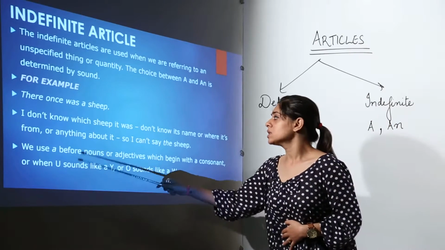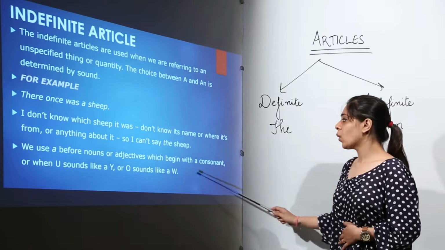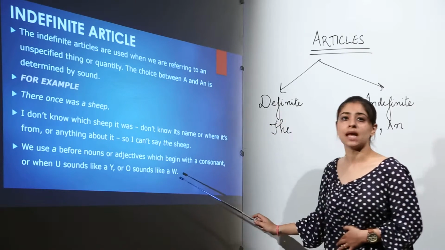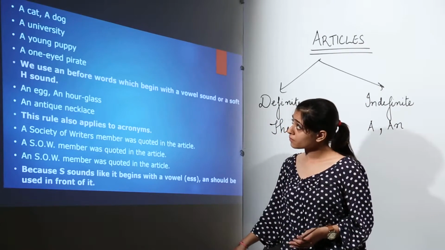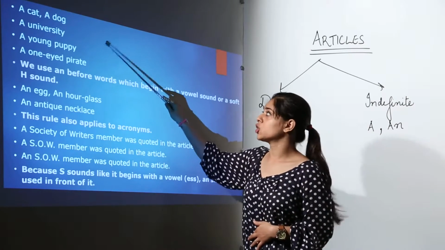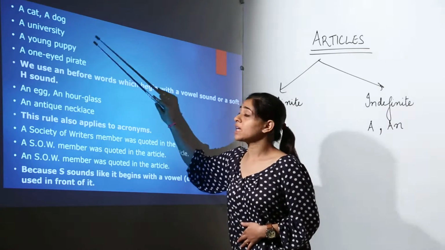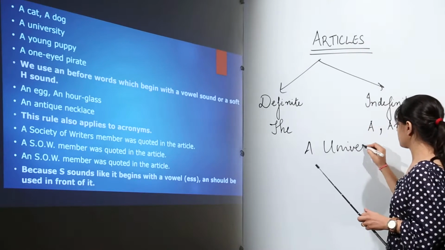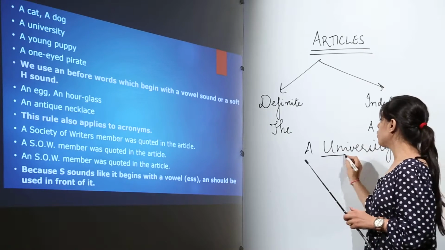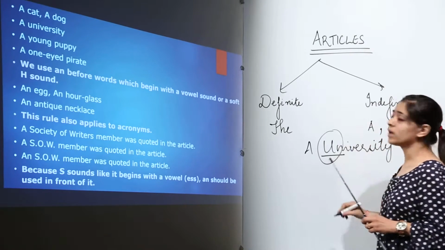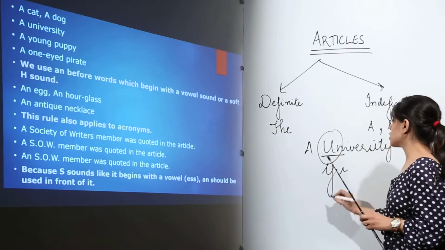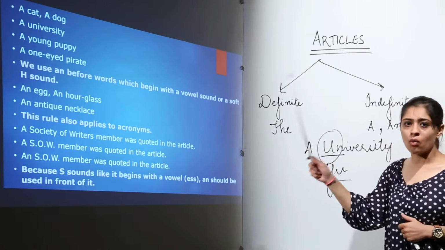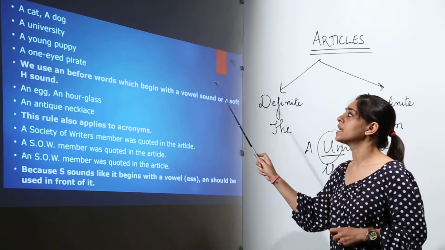We use "a" before nouns or adjectives which begin with a consonant or when U sounds like Y or O sounds like W. For example, a cat, a dog, a university. Now why do we write "a university"? I'll explain to you. Although U is a vowel, it does not sound like "uh", it sounds like "you". So a university. Then a young puppy. This doesn't sound like a vowel, so it is a young puppy, a one-eyed pirate.